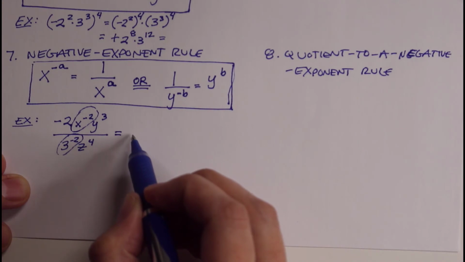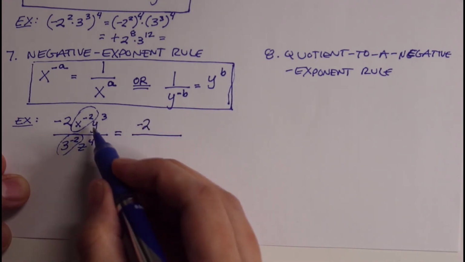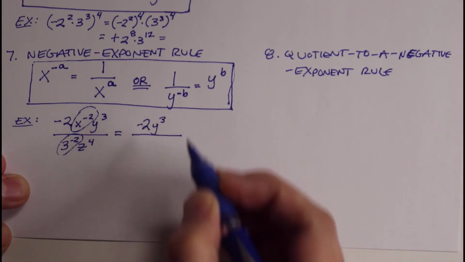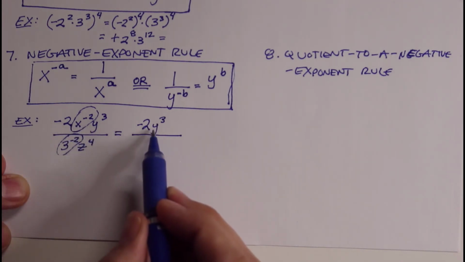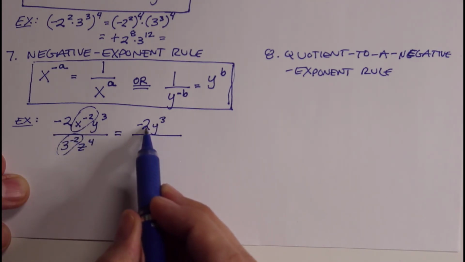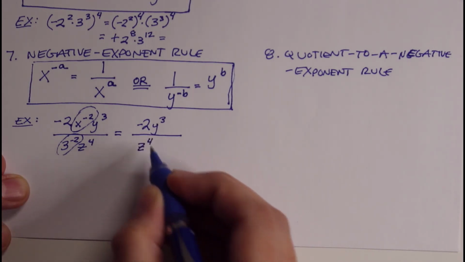Everything else is going to stay where it's at, and so the negative 2 is on top, times a y cubed is also on top. So I can move the y cubed to the front here. Remember, multiplication is commutative. You can change the order. So I just move this y cubed next to the negative 2. On the bottom, the z to the 4th is going to stay.